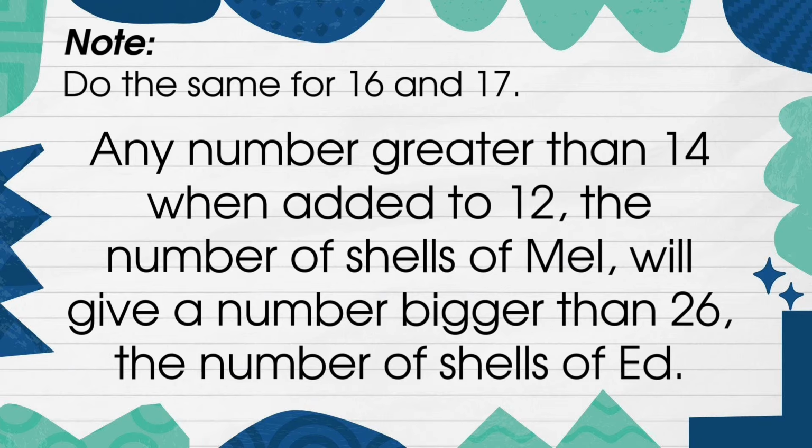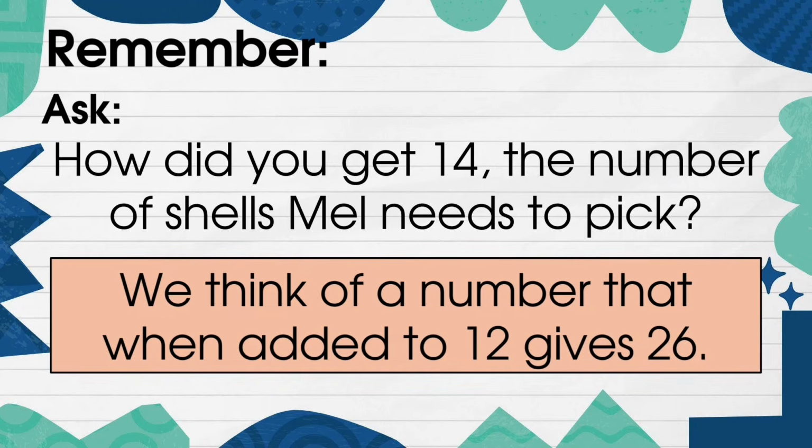Do the same for 16 and 17. Any number greater than 14 when added to 12, the number of shells of Mel, will give a number bigger than 26, the number of shells of Ed. Children, how did you get 14? The number of shells Mel needs to pick. Remember that we think of a number that when added to 12 gives 26.